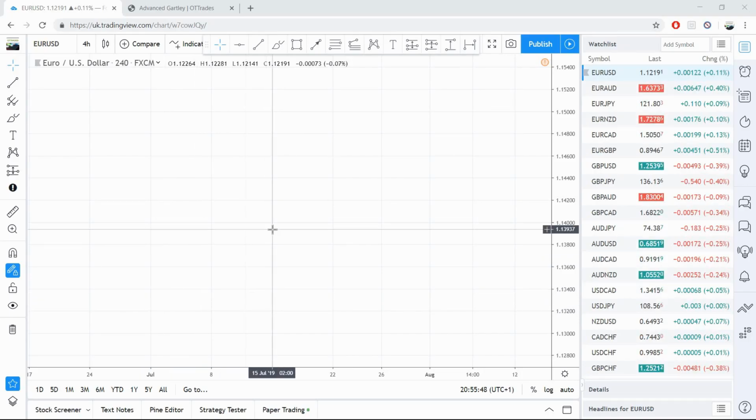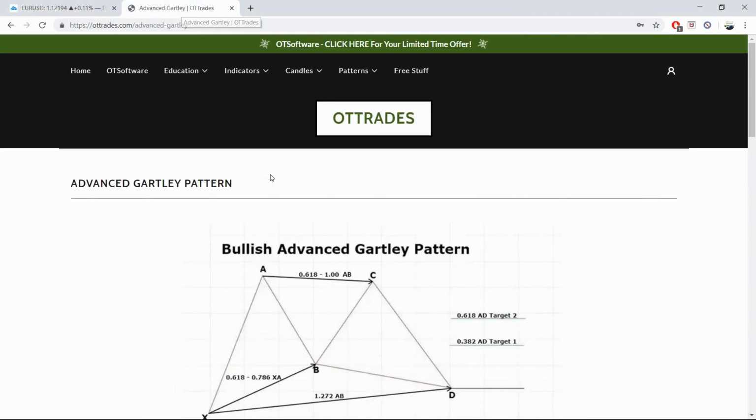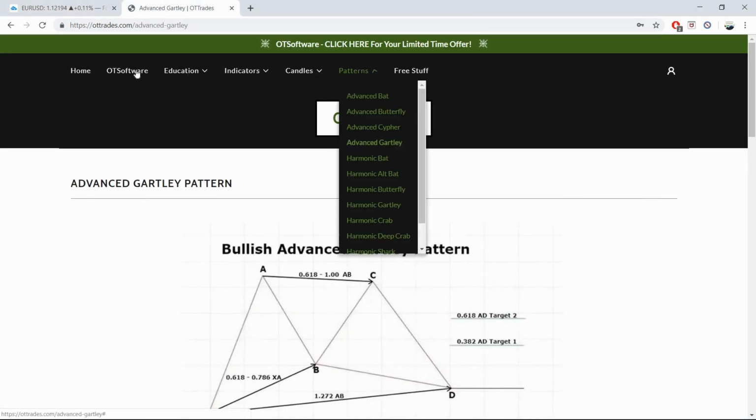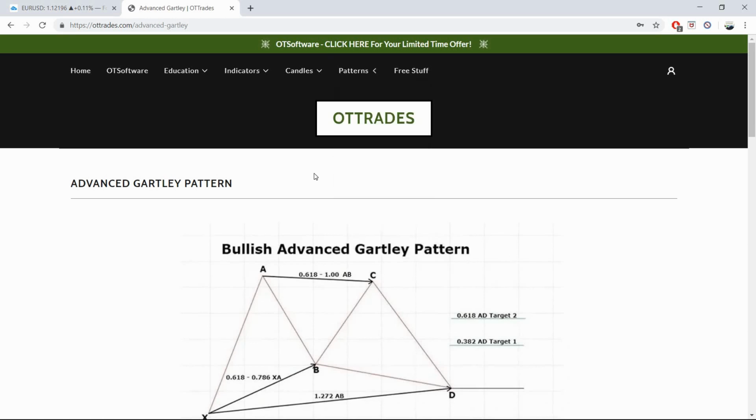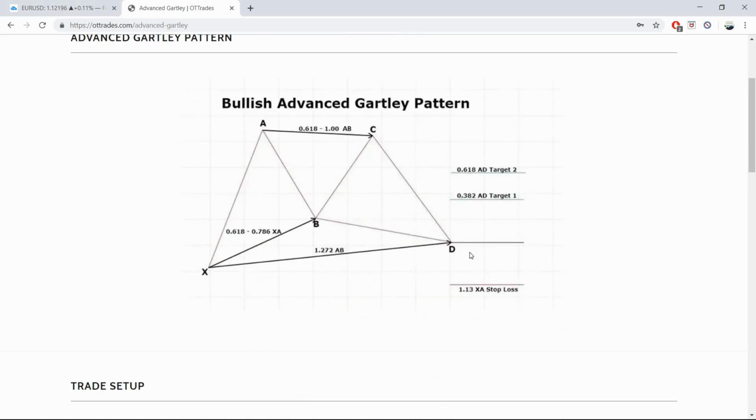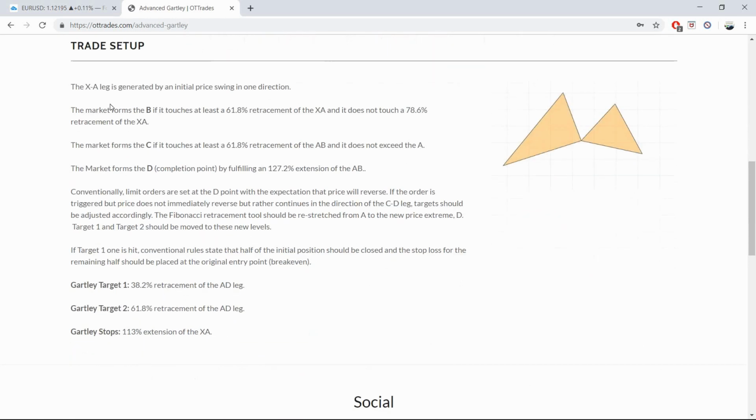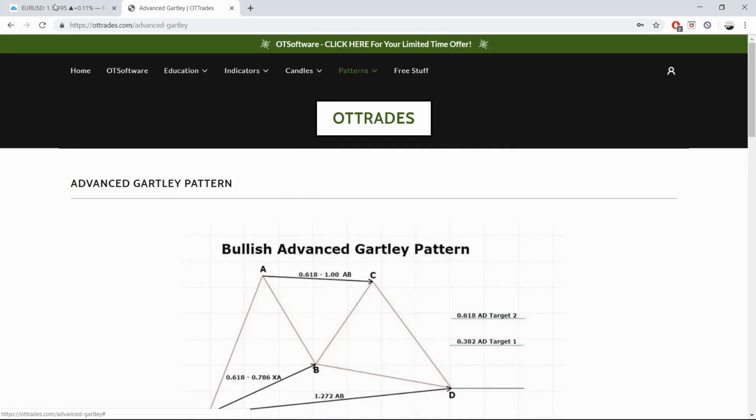Hi guys, welcome back to another video. The purpose of today's video is to run through the advanced Gartley pattern. If you go to my website ottrays.com, on the patterns tab at the top we've got all of the advanced patterns and all of the harmonic patterns. Under each one you can find a video of their description and also the image of the description and the trade setup and how to run through identifying and setting up the trade for each of these patterns.